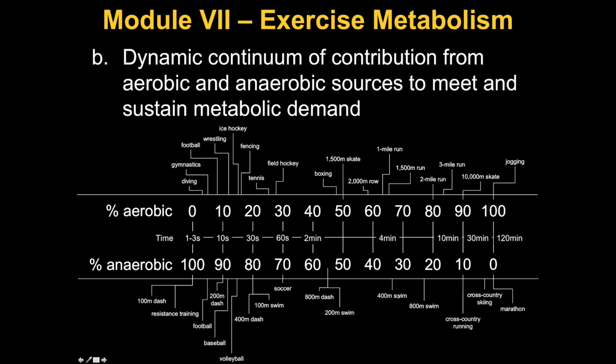This last diagram is kind of nice because it puts together a whole bunch of different activities and types of sport on one graph, and it attempts to very rudimentarily, I might add, break things apart into the percentage that it's aerobic versus the percent that it's anaerobic. So let's just take a look at the extremes so that we can understand this a little bit better.